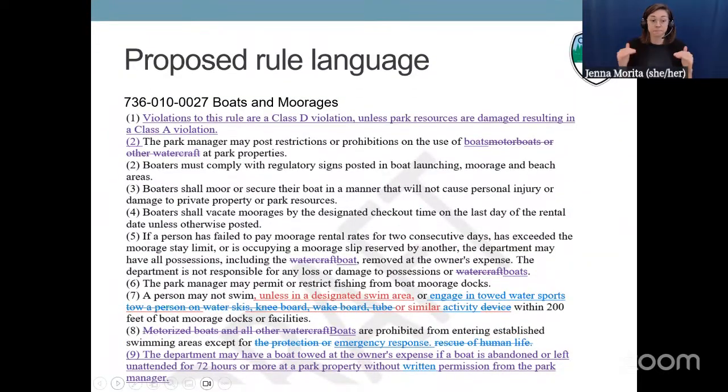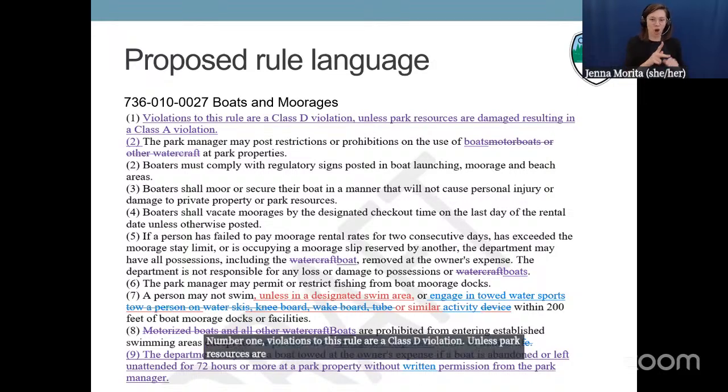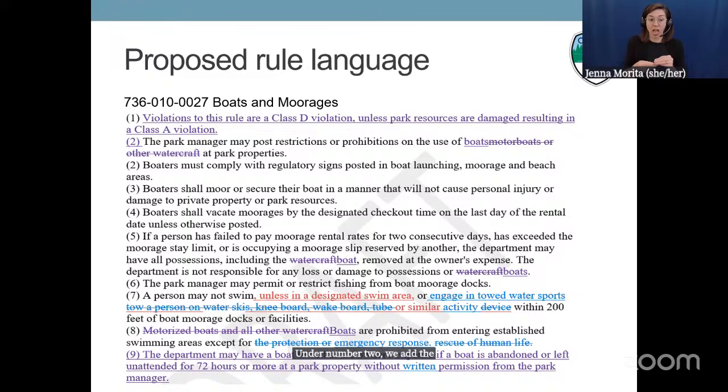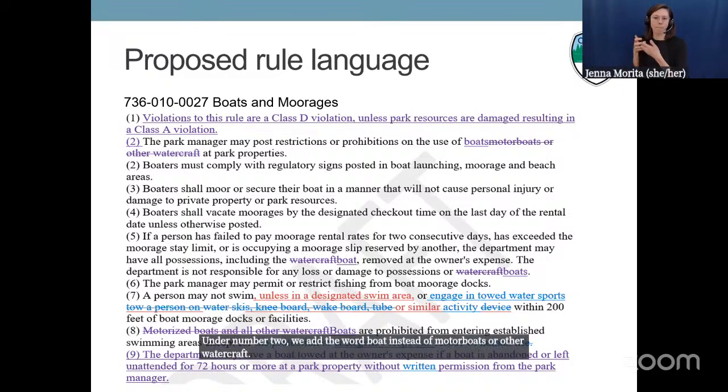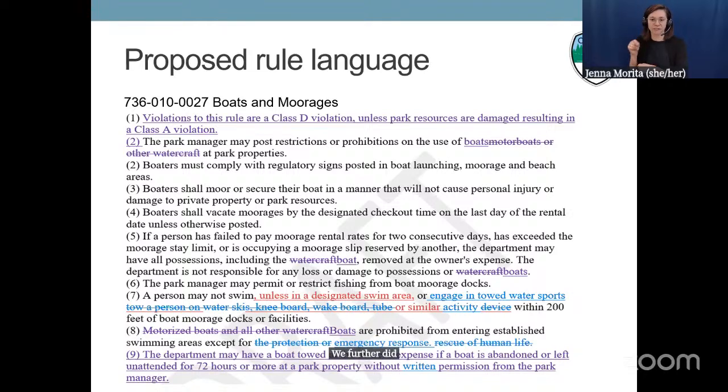Next section is Oregon Administrative Rule 736-010-0027, boats and moorages. Number 1, violations to this rule are a Class D violation unless park resources are damaged, resulting in a Class A violation. Under number 2, we add the word boat instead of motorboats or other watercraft. We further did the same in number 5. We added the word boat in place of watercraft.